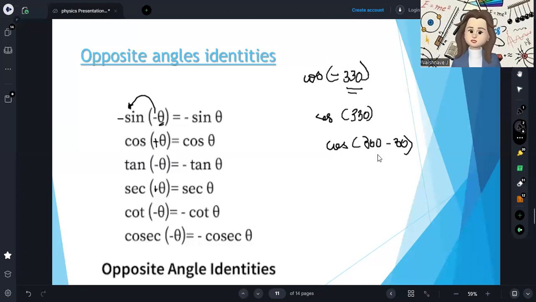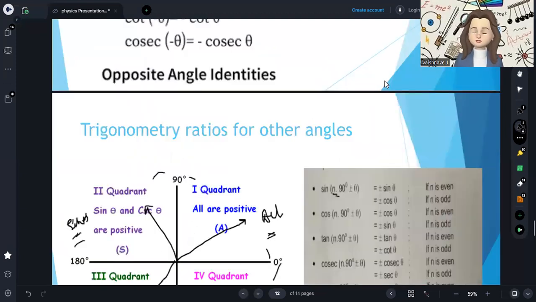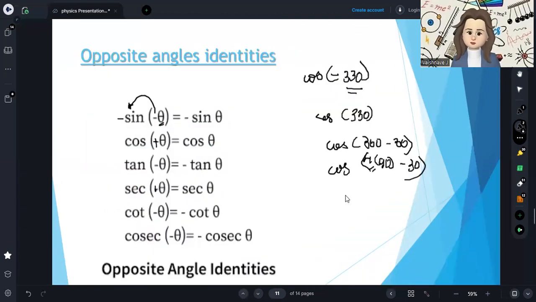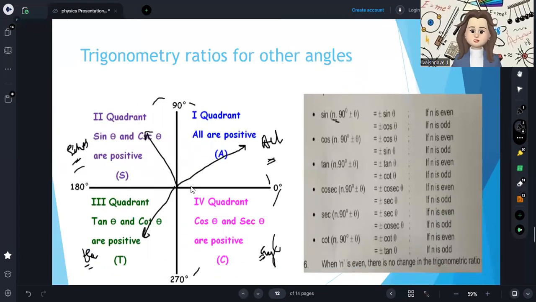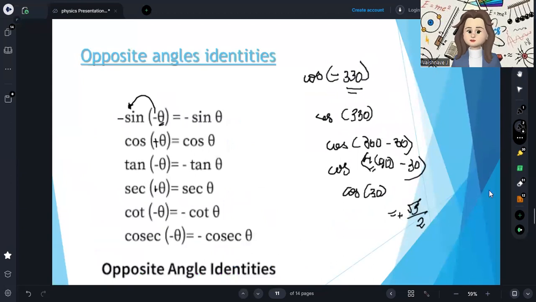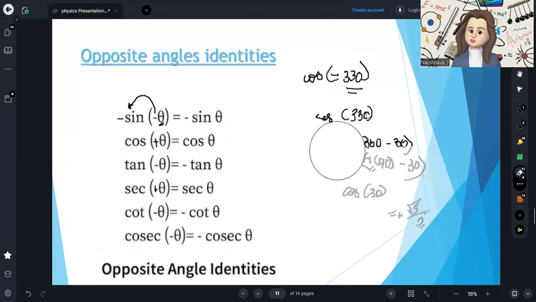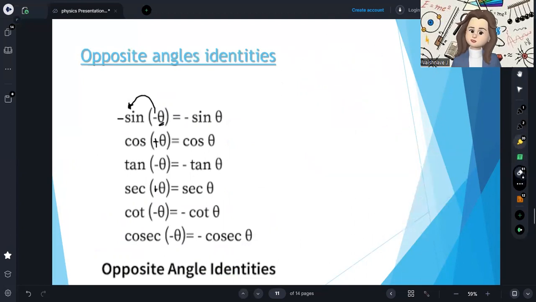Now, 360 can be written as 4 into 90 minus 30. Am I right? This is overall cos. Now, as 4 is an even number, n is an even number, there is no change in the ratio. So you'll get cos 30. What is cos 30? It is equal to root 3 by 2. And for the sign, 330 means it's 360 minus 30, so it will lie in the fourth quadrant. In the fourth quadrant, cos is positive. So you will get a positive root 3 by 2. Clear? That's how you solve. Now I'll show you with another example. Now make it clear.